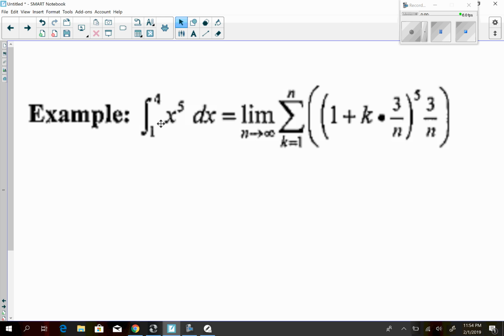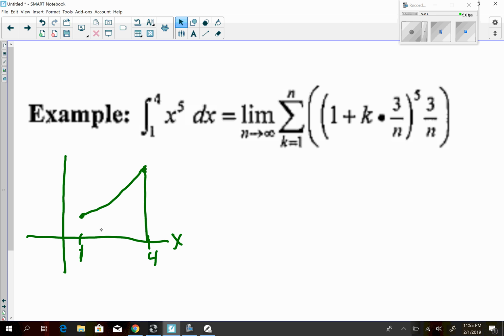This definite integral, the integral of x to the fifth dx from 1 to 5, when x is 1, x to the fifth is 1, and when x is 4, x to the fifth is 4 to the fifth, which is up here somewhere. And there's some curve that passes through these points. Doesn't really matter how accurate this graph is. So the integration is starting at 1 and ending at 4. The integral means the area between the function and the x-axis from x equals 1 to x equals 4.